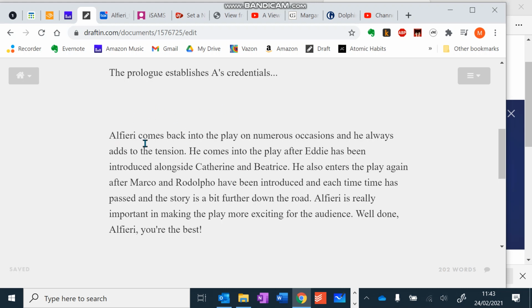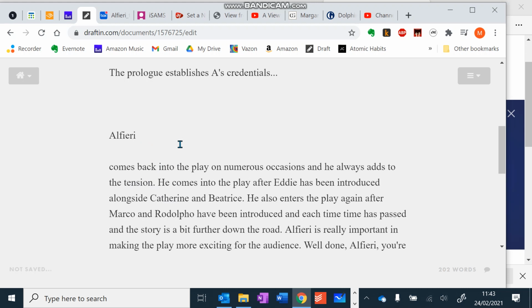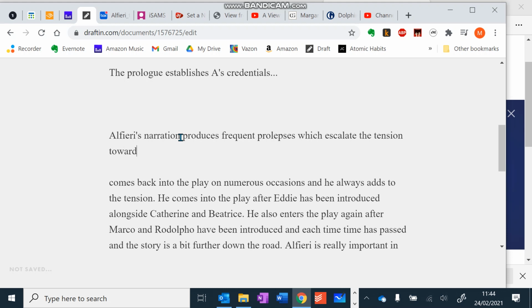So for starters, we can make this topic sentence a bit punchier and a bit more technical in focus. So how are we going to do that? Well, let's reword this a little bit. So Alfieri's narration produces frequent prolepsis, or it could even be prolepses in the plural, which escalate the tension towards the play's tragic climax.